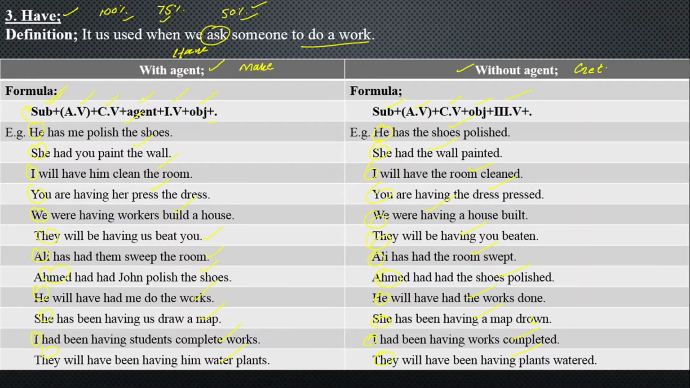But one thing should be in your mind. With agent, your agent is present, like he has me polish the shoes. Me is the person who is doing the work directly. In the second sentence, you. Third, him. In the next sentence, workers, us, and the verbs sweep, polish, do.